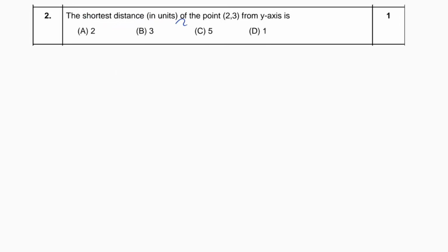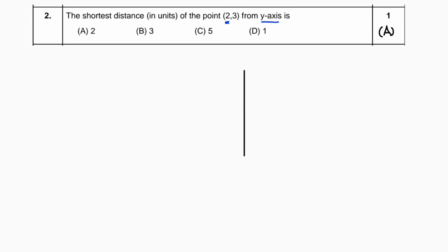The shortest distance in units of the point 2, 3 from the y-axis. See, whenever you need the distance from the y-axis, take the modulus of the x value, so the answer is 2. So the correct option is A. But I'll explain how.